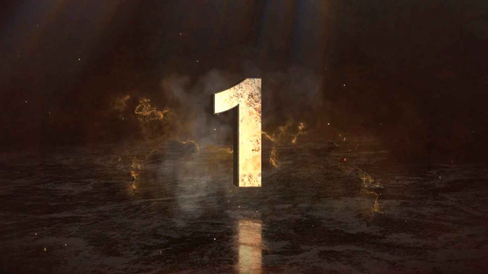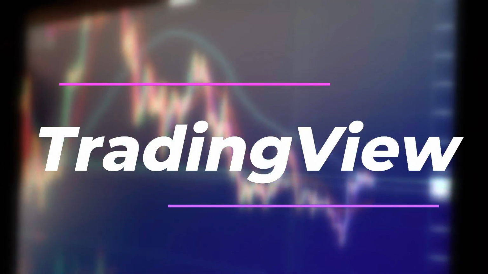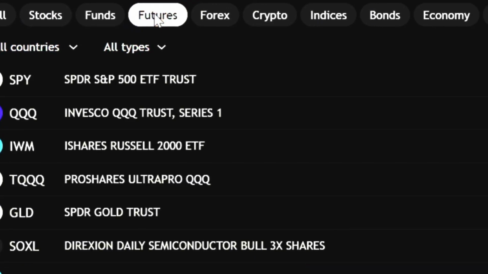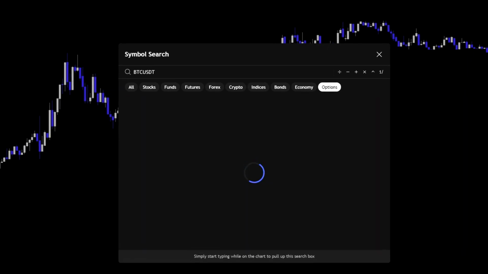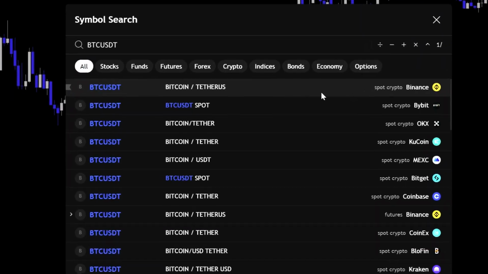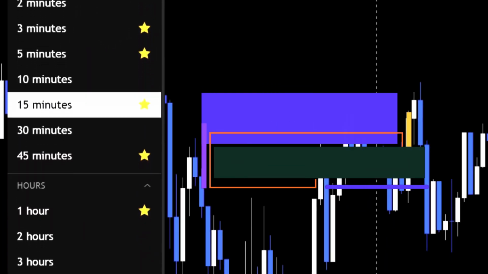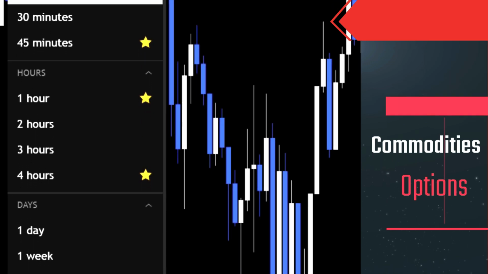Alright, first things first, you gotta get over to TradingView. That's where all the magic happens. Once you're logged in, just pull up any chart you want, and I mean any chart. This TradingView indicator works everywhere. Whether you're obsessed with Bitcoin on 15 minutes, scalping Forex on the 1 minute, or even messing with commodities or options, this indicator just works.